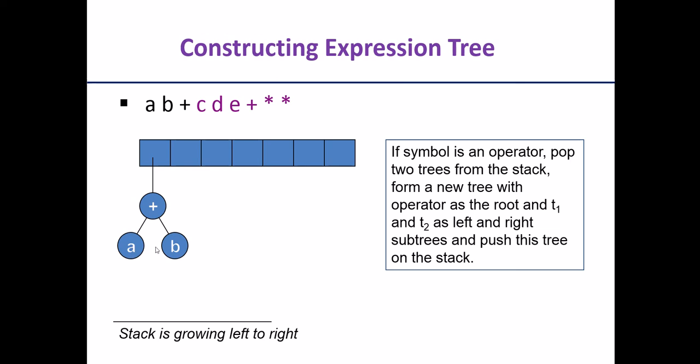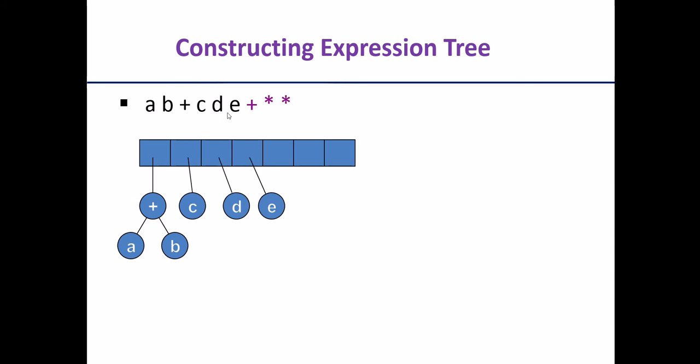This is one tree, and this is the second tree, and make a new tree. With this new tree, the operator that we obtained from the expression is the root node. This operator is the root node, and T1 and T2 are the left and right subtrees. So this is T1, A, and the B node is T2, and then this tree is again pushed to the stack.